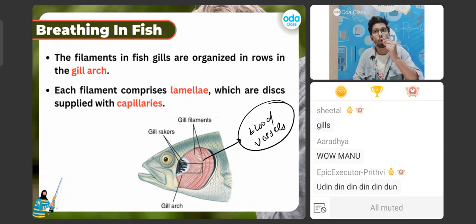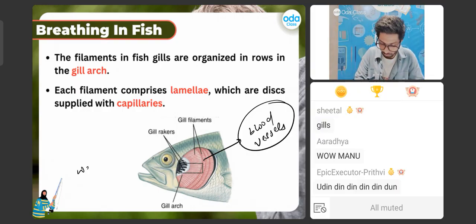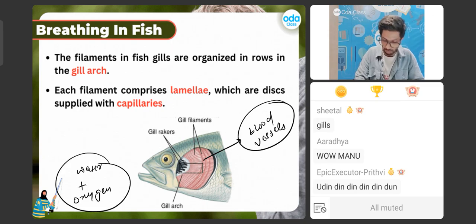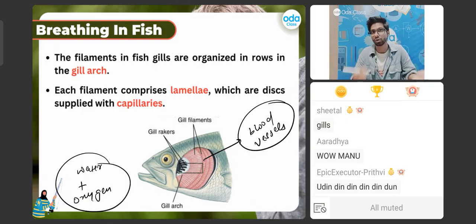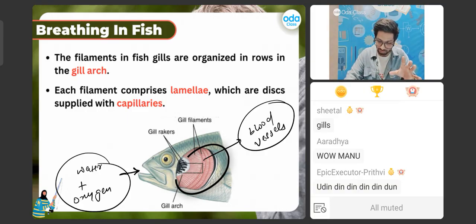When fishes open their mouth, water plus oxygen goes in. You know that oxygen is already dissolved in water. So whenever fishes open their mouth, the water and oxygen go into their mouth. Then the oxygen gas passes through the gill filaments.